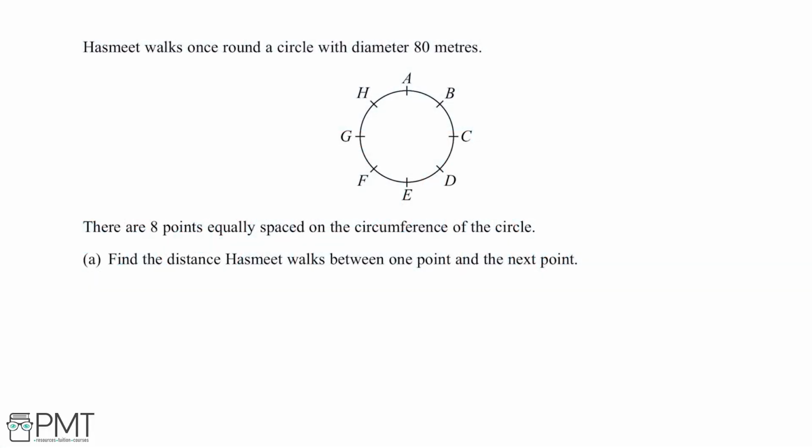Hasmeet walks once round a circle with diameter 80 metres. There are 8 points equally spaced on the circumference of the circle. Find the distance Hasmeet walks between one point and the next point. So Hasmeet will be walking around the circumference of the circle. So what we're going to want to work out is what the circumference of the circle is. So the circumference of a circle is equal to pi multiplied by the diameter.